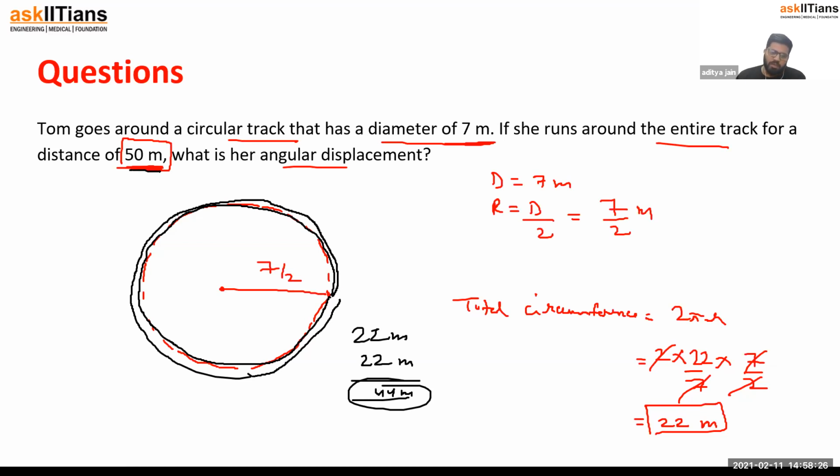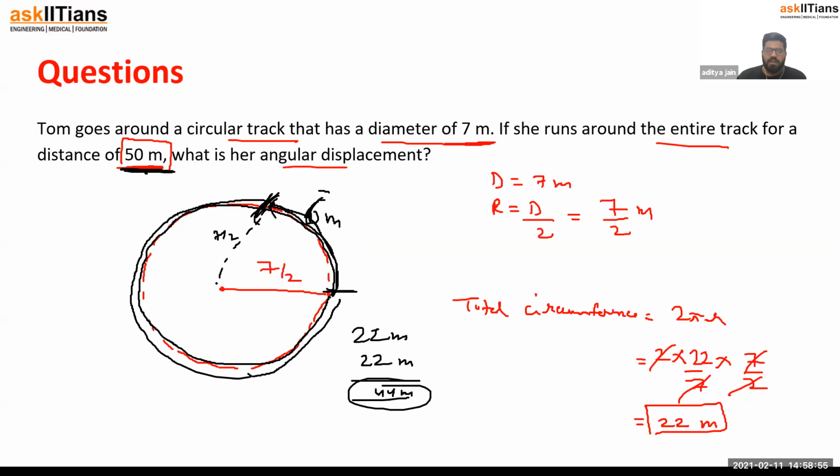Now what more distance does she have to travel? She has to travel 6 meter more. Now can I say this arc length will be around 6 meter? Yes or no? This 6 meter is the arc length remaining, or the distance covered by Tom, because 44 meters she has already covered during the 2 complete rotations of the circular track. So the remaining 6 meter is here, and you know the radius is 7 by 2.